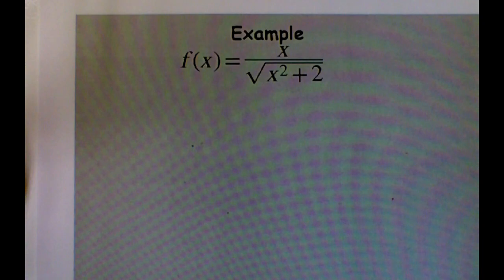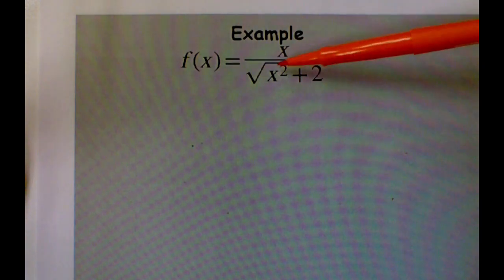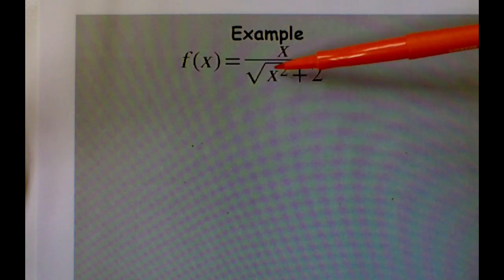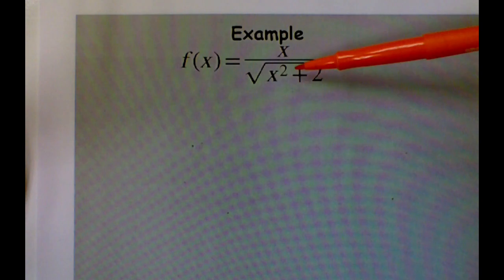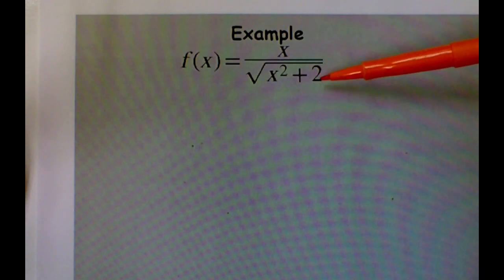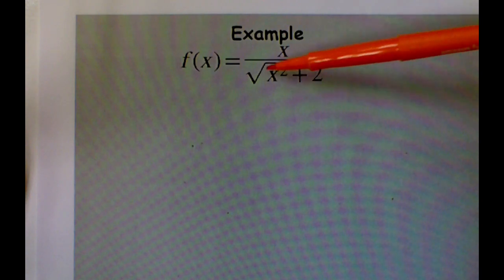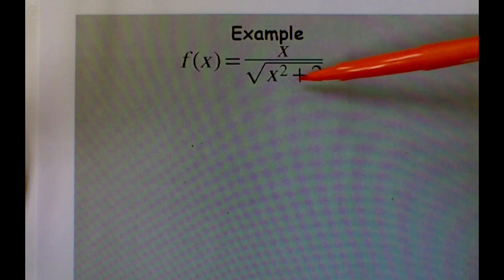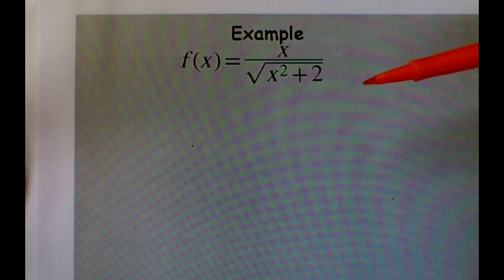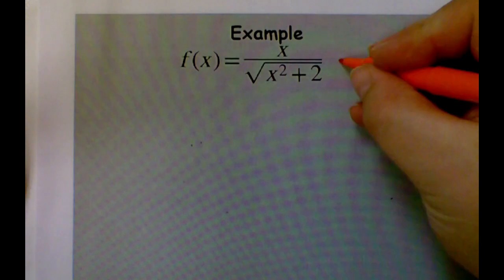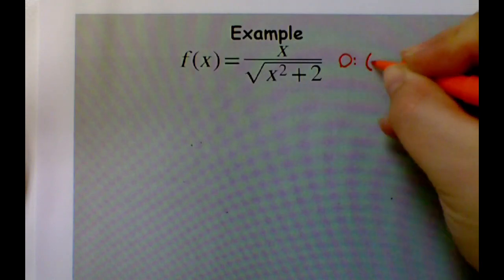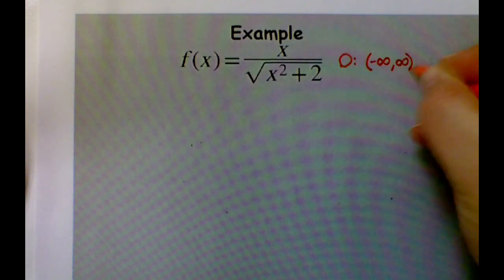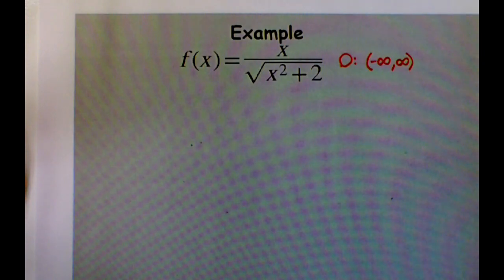All right, for our third example, let's start off with our domain. Well, the only thing I can't plug in here would be something that makes x squared plus 2 zero, which is nothing, or anything that makes x squared plus 2 less than 0, which again is nothing. So our domain is all real numbers, which means we have no vertical asymptotes.